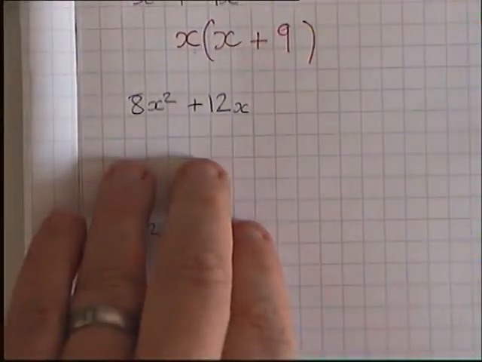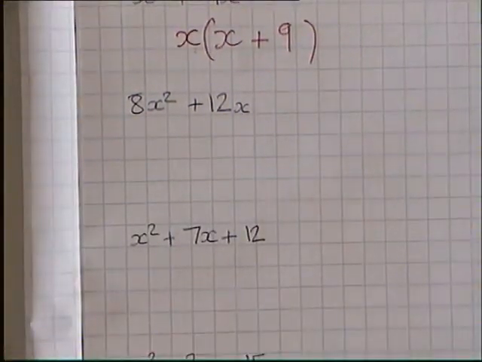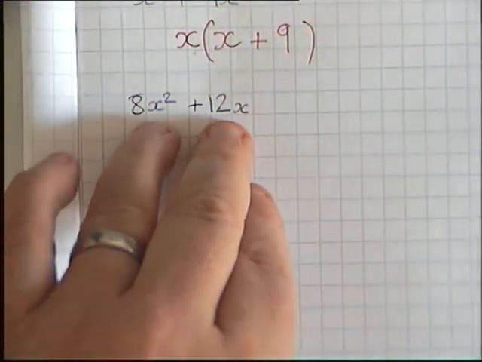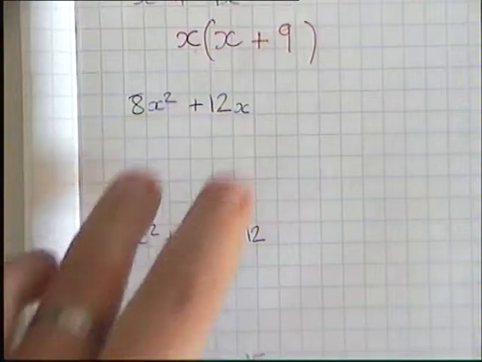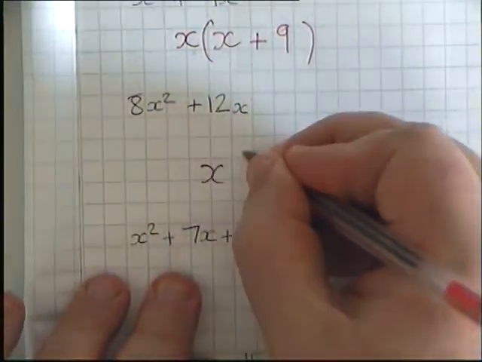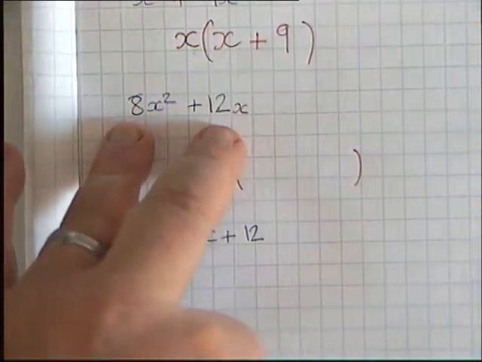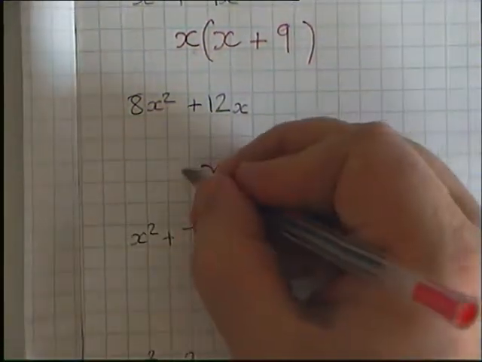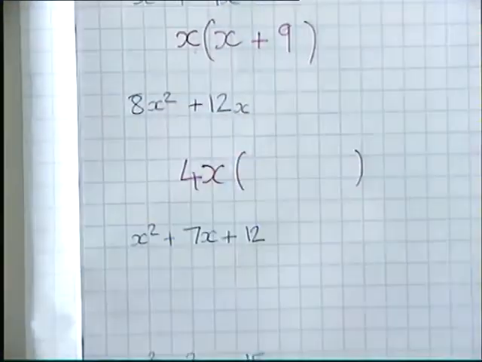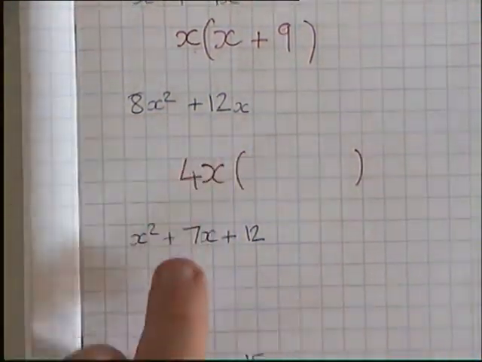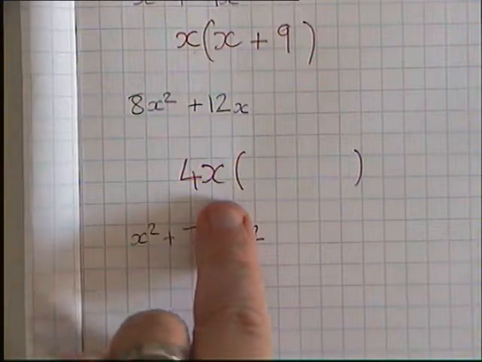So again, with the second one, I asked myself that same question. Is there something that goes into both bits? Well, in this case, they've both got an x in. So I know I can take an x out, so I know I'm going to go into one bracket. And if you look at the numbers, 8 and 12, well, I can take out a factor of 4 there. It's called factorising because I'm taking out factors. So that's the highest common factor of those two. So I can take out a 4 and an x.